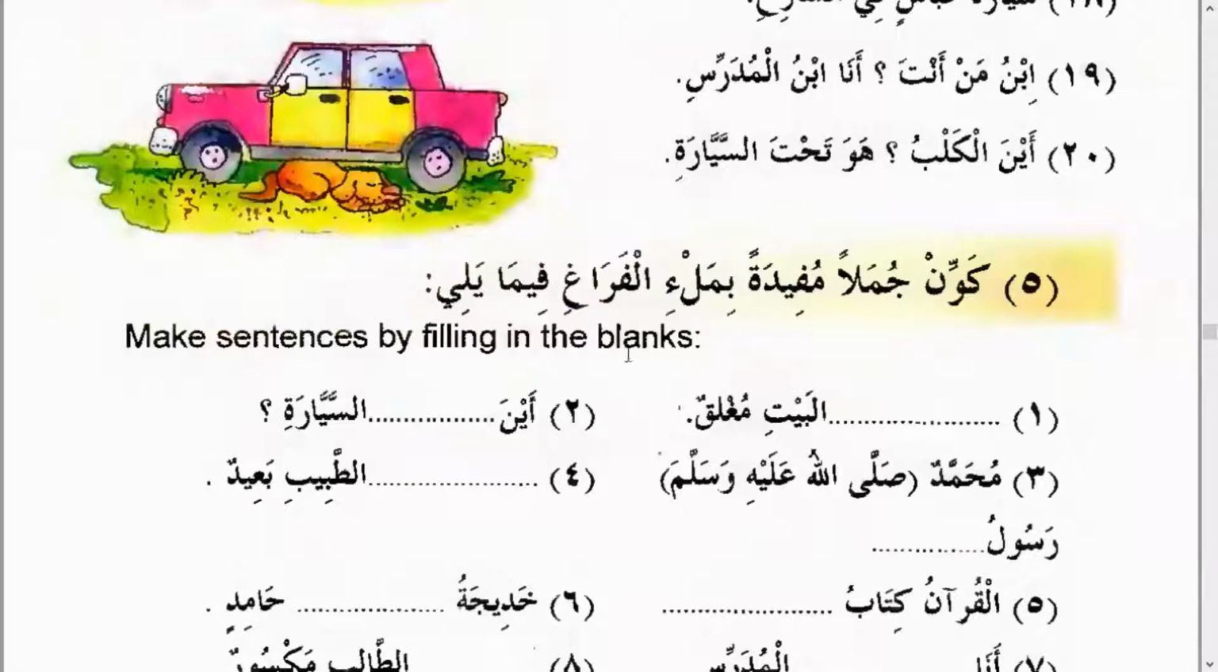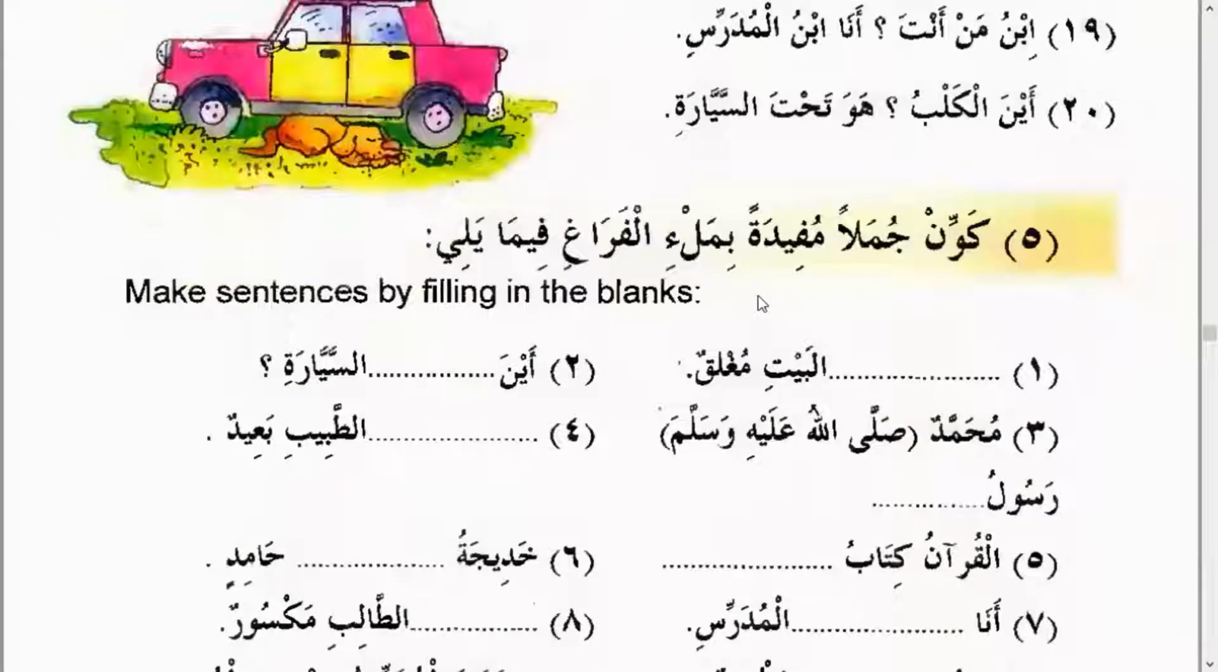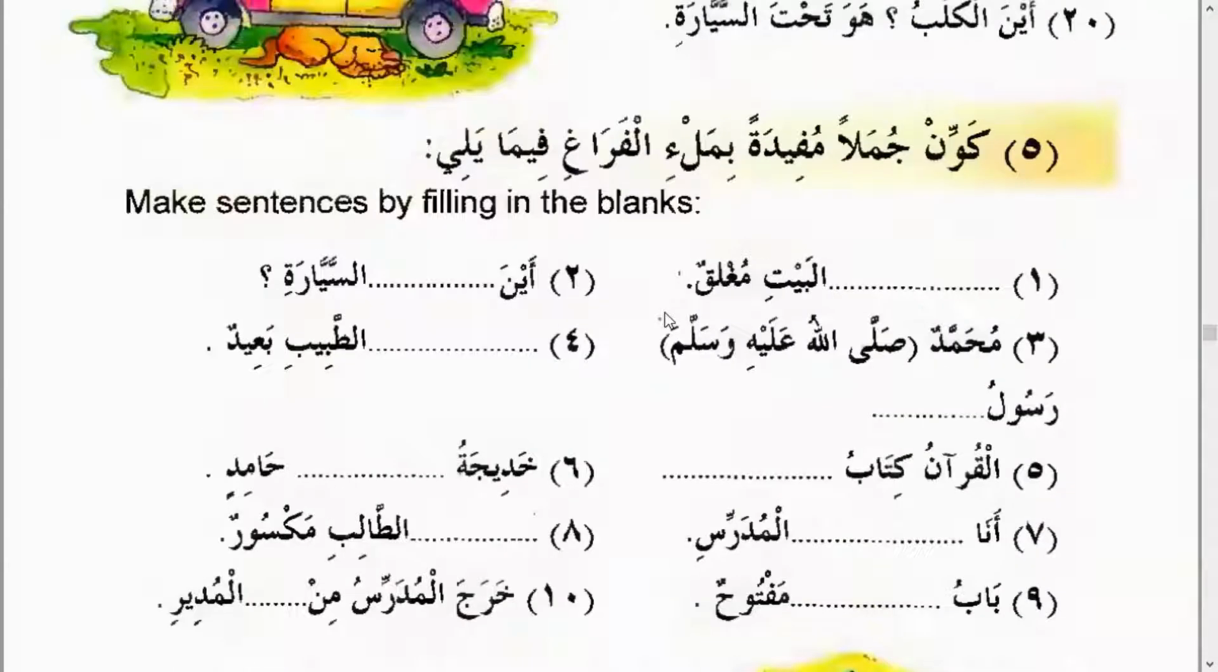Next, let's look at the next exercise. Make sentences filling the blanks. Fill in the blanks. كون جملا مفيدا بملء الفراغ فيما يلي, by filling in the empty spaces. The first one. Can anyone tell me the first one? Dash something of the house is closed. So what could be closed? Something could be closed.